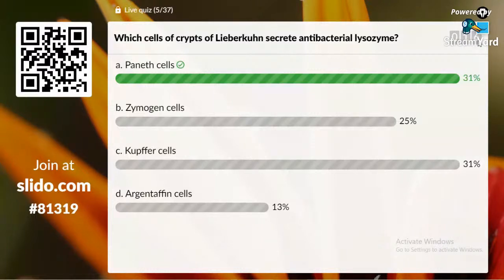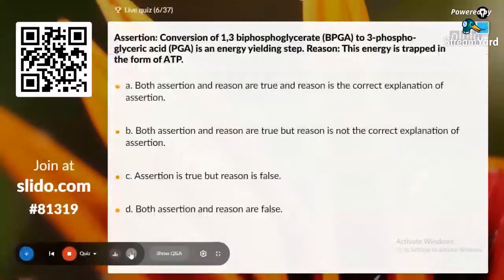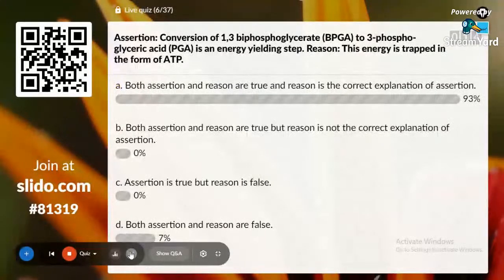Sixth question on the screen. This is an assertion reasoning previous AIIMS MCQ. Assertion: conversion of 1,3-bisphosphoglycerate, BPGA, to 3-phosphoglyceric acid is an energy yielding step. Reason: this energy is trapped in the form of ATP.